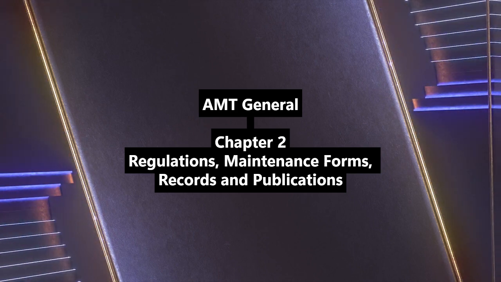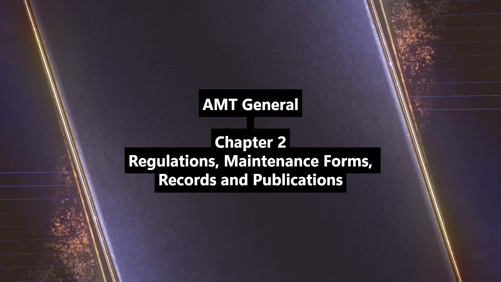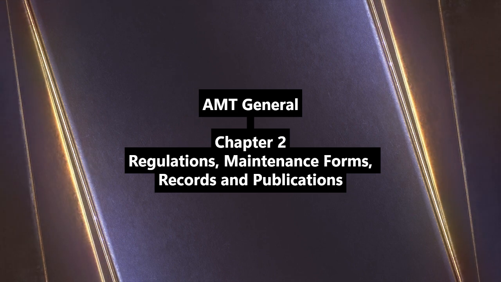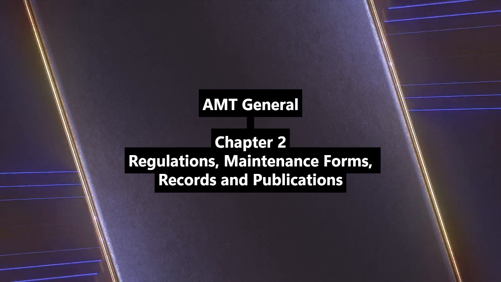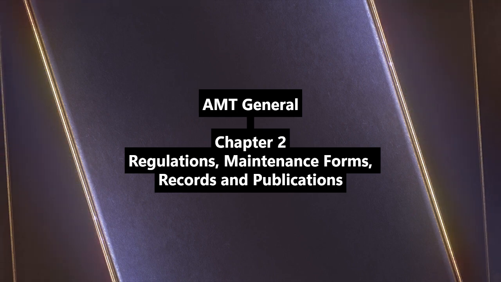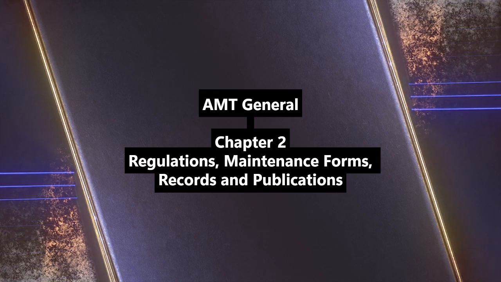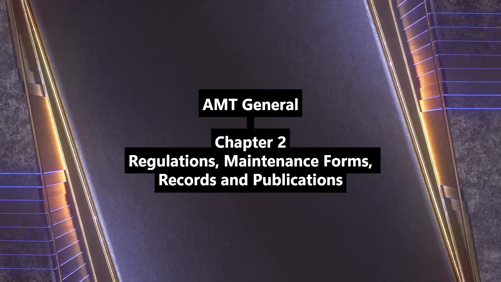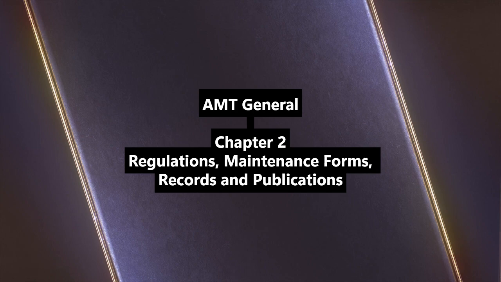Correct. The actual AD text isn't in Part 39 itself. It's published in the Federal Register as an amendment to Section 39.13. But Part 39 is the regulation authorizing them. They apply to aircraft, engines, props, even appliances. Legally enforceable rules. Got it. Now, which regulation is really the mechanic's bread and butter?